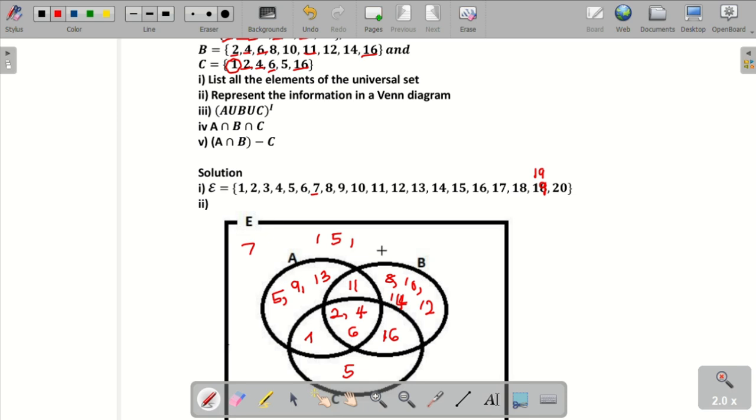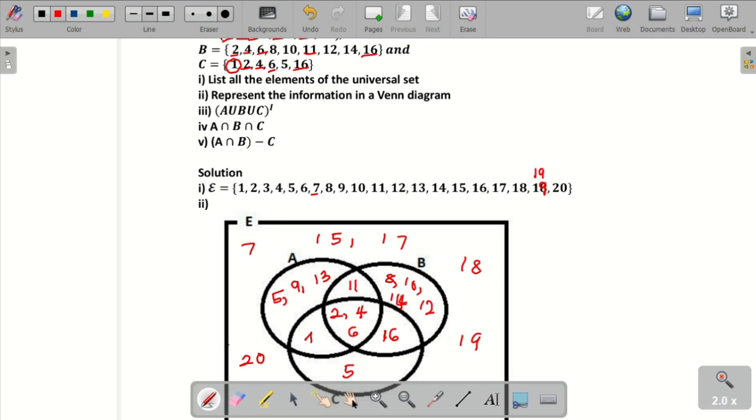The next one is 17. We also have 18. They are not part of those subsets A, B, C. Then 19 and what? Eventually we have a 20. So these are the elements that are here. Okay, so 3 is also part of it.